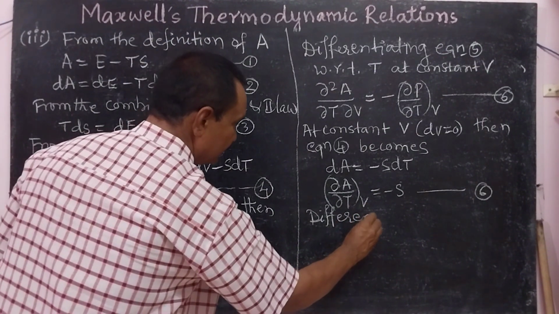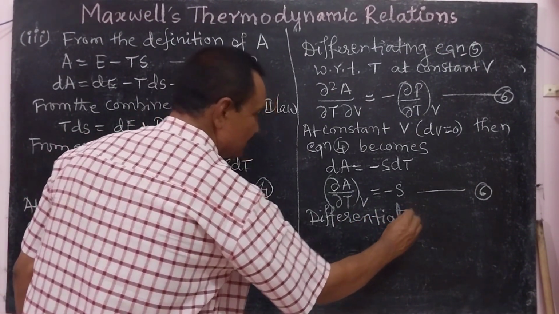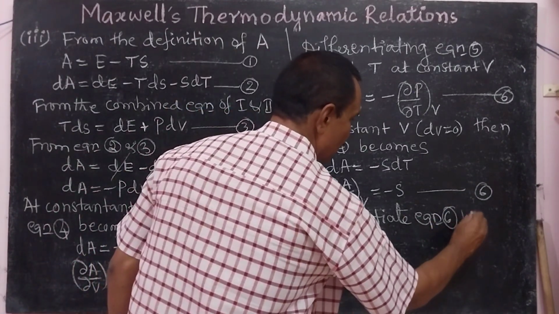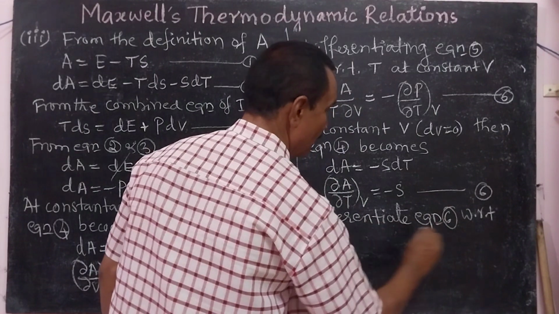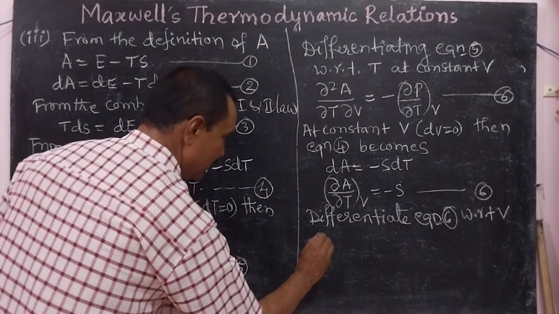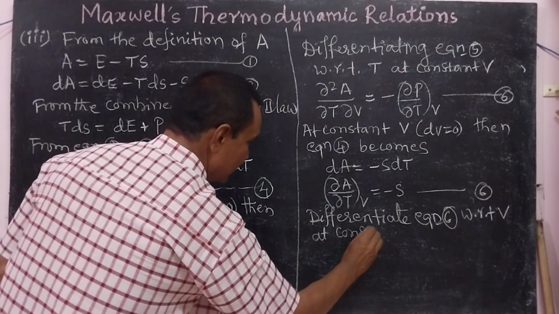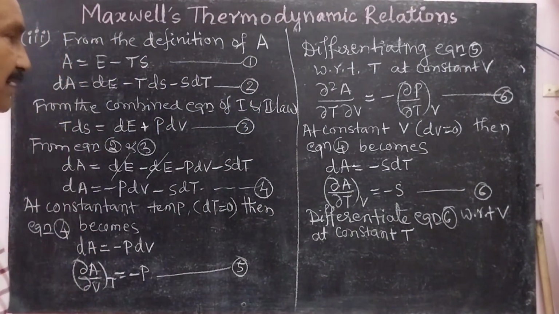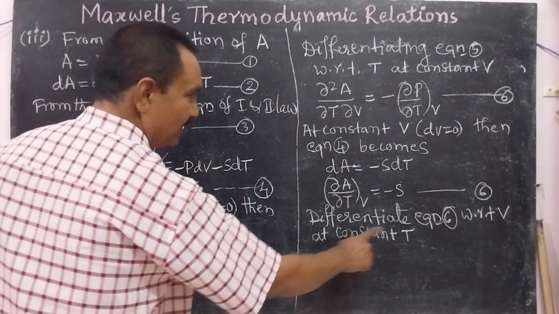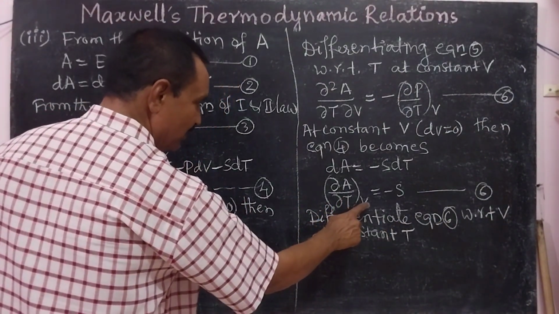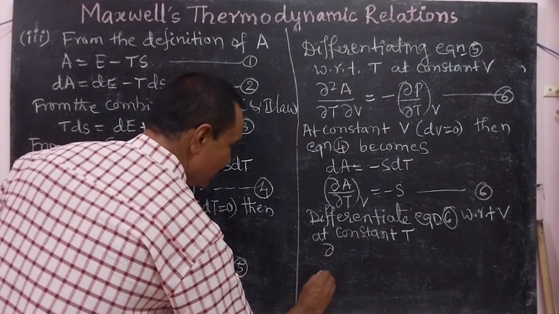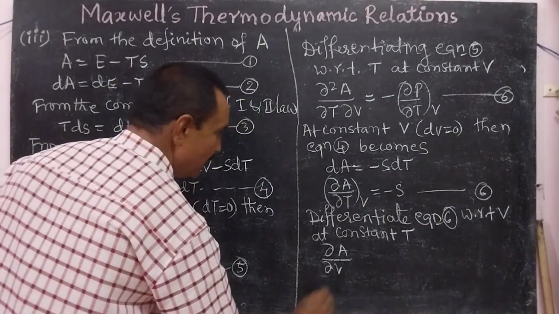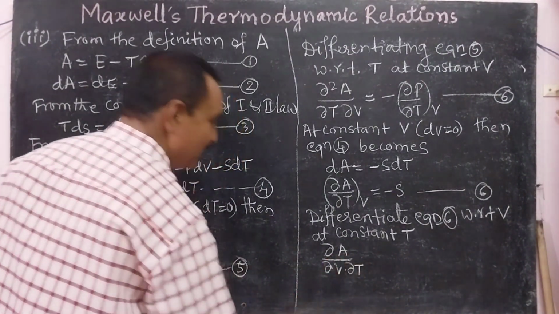Differentiate equation 6 with respect to V at constant T. Then what happens? Here it is differentiated with respect to V and T is kept constant. Therefore ∂²A divided by ∂V ∂T.